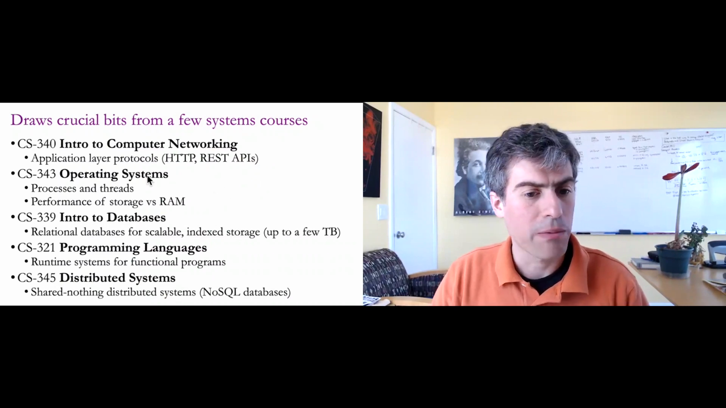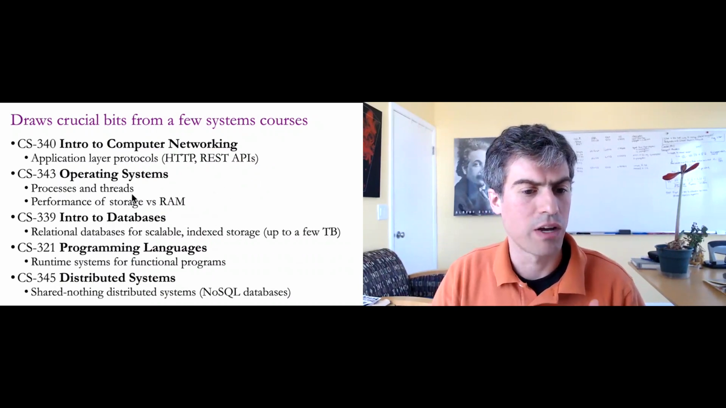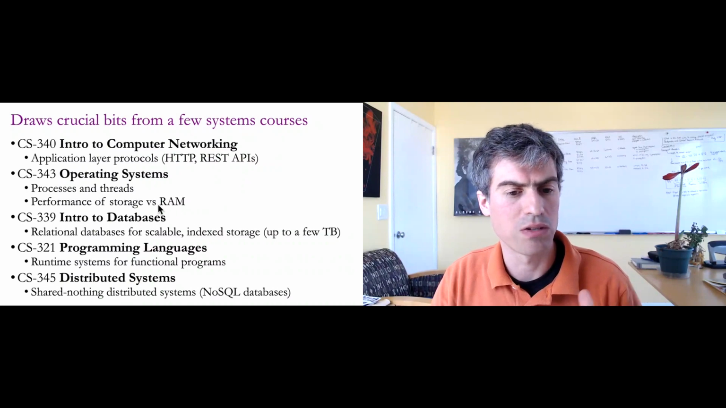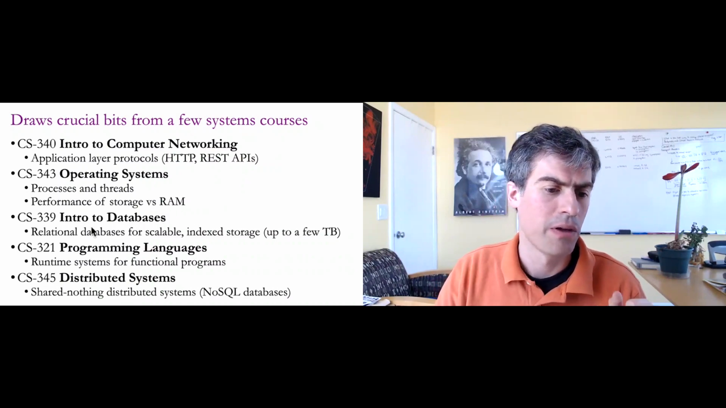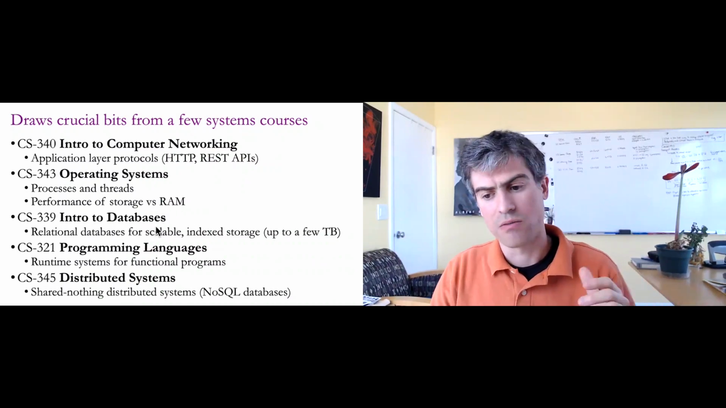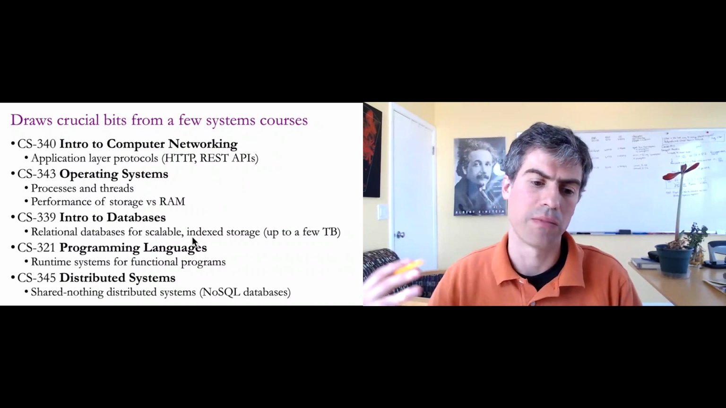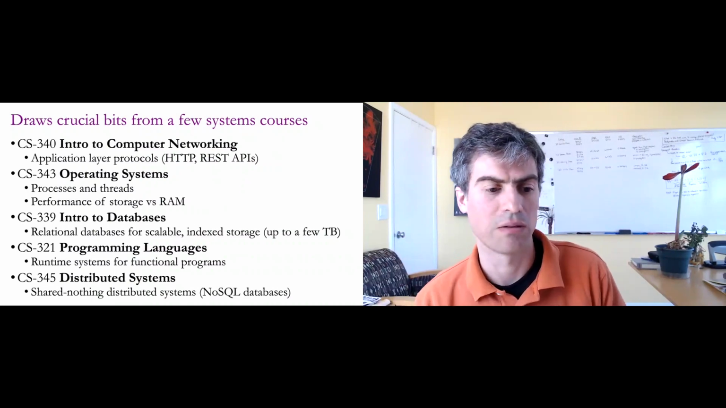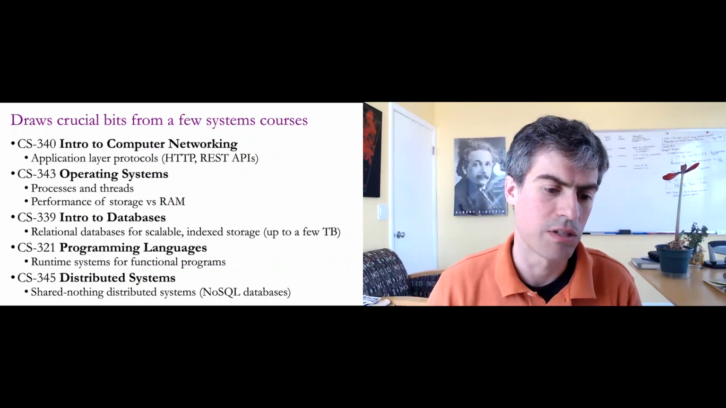Anyway, moving on, the operating systems class covers processes and threads, and some performance issues that we will also cover. Databases obviously covers relational databases, but here we're going to talk about additional types of databases, and we're not going to look so much at the internals of relational databases.